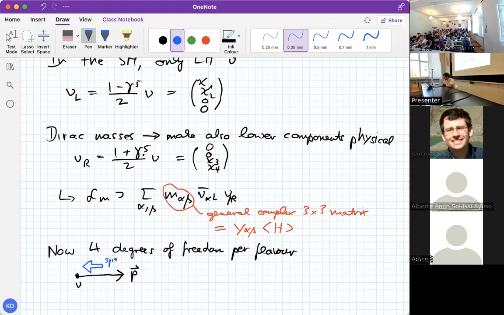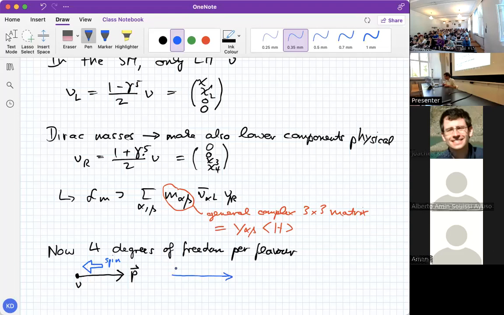That's supposed to be the direction of the spin. But now, if the neutrino is massive, then we can always apply a Lorentz boost. So we can always go to a reference frame that's moving faster than the neutrino, because the neutrino cannot be moving exactly at the speed of light. So there's always a reference frame that moves faster than the neutrino. That's not possible for massless neutrinos, but for massive neutrinos, that's always possible.